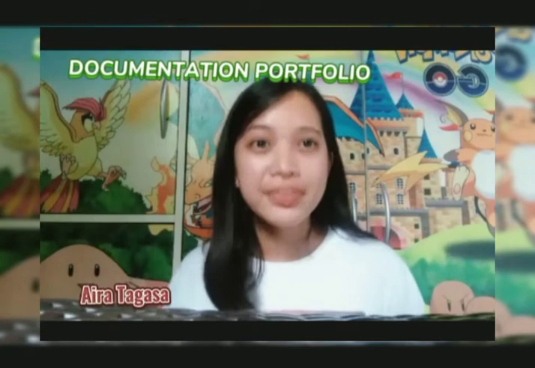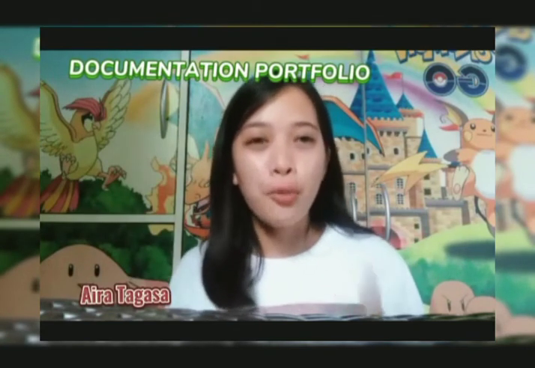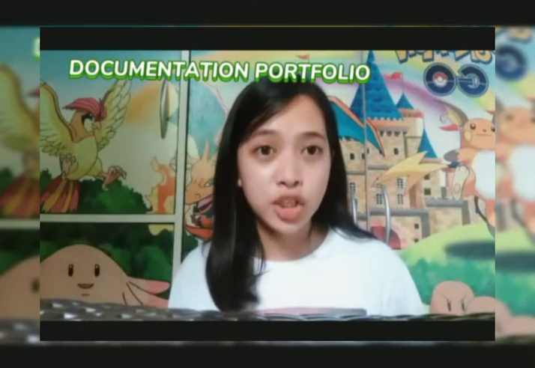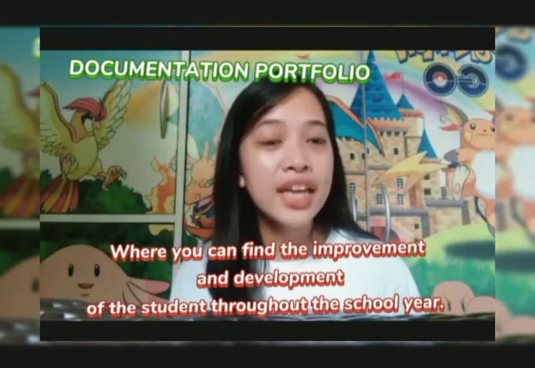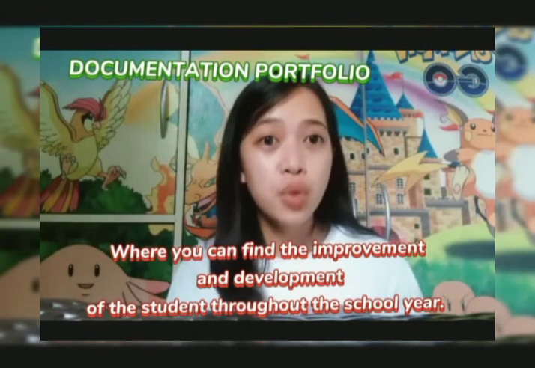Have you heard about documentation portfolio? If not, let me introduce to you what is documentation portfolio. In the realm of education, the documentation portfolio is where you can find the improvement and the development of the students throughout the school year. In the documentation portfolio, you can also revise your work that you are not quite satisfied with. You can reshape it, you can remove it, you can redesign it.